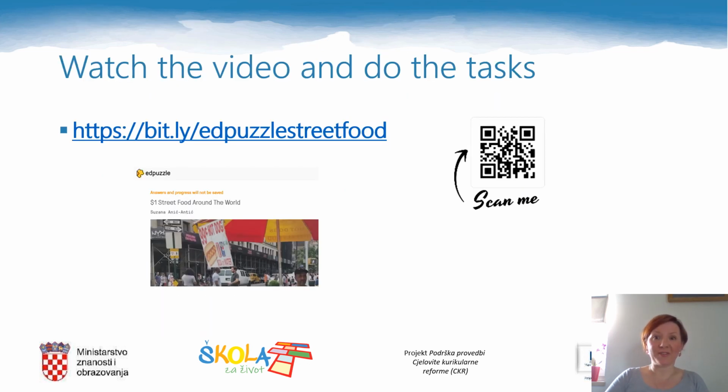Now that we've learned some new vocabulary, some new street food, let's do the following task. You will have to watch a video. It's called $1 Street Food Around the World. Just follow the link on the slide or scan the code. Watch the interactive video and answer the questions. You can pause this video now and do the task.